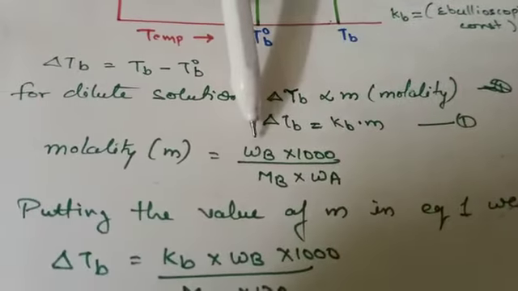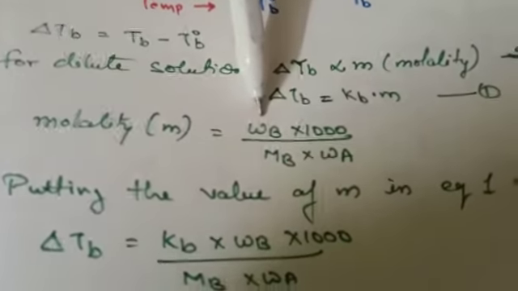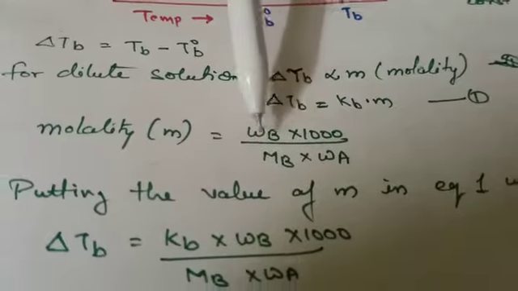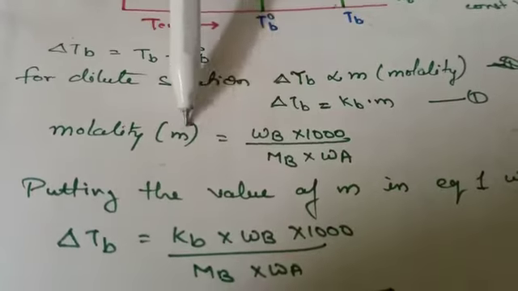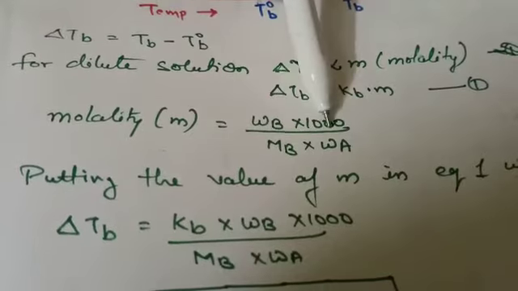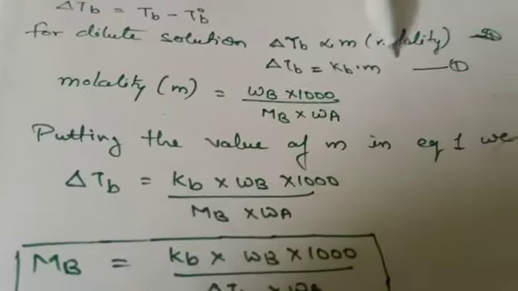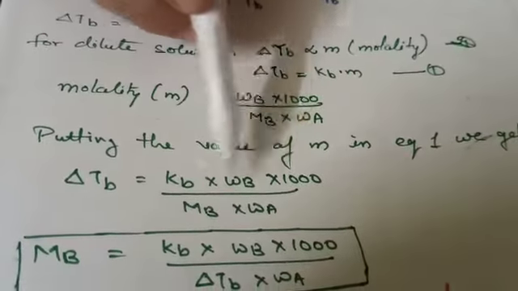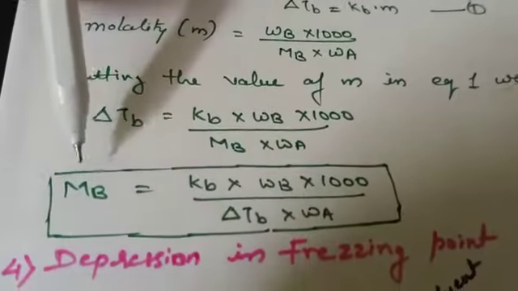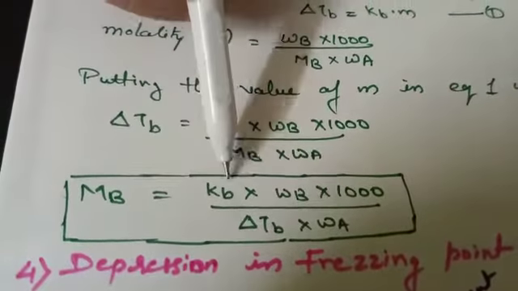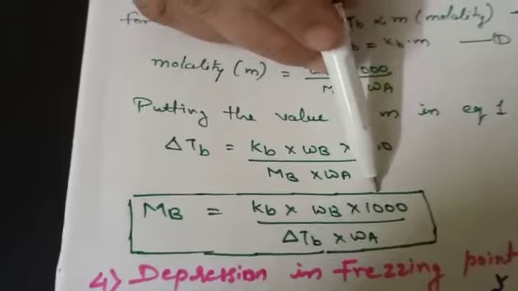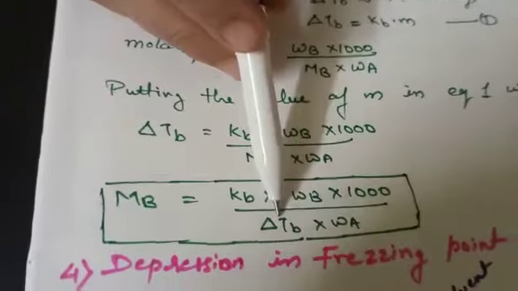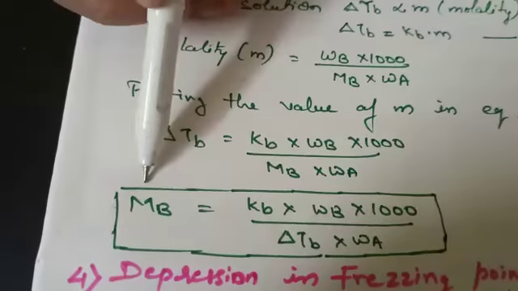We know that molality is equal to moles of solute upon mass of solvent in kg. Mathematical expression I can write as m equal to Wb into 1000 upon Mb into Wa. Putting the value of molality in equation 1, the equation comes to be del Tb equal to Kb into Wb into 1000 upon Mb into Wa. Hence the equation comes to be Mb equal to Kb into Wb into 1000 upon del Tb into Wa. We can conclude that the molecular mass and elevation in boiling point are inversely proportional to each other.